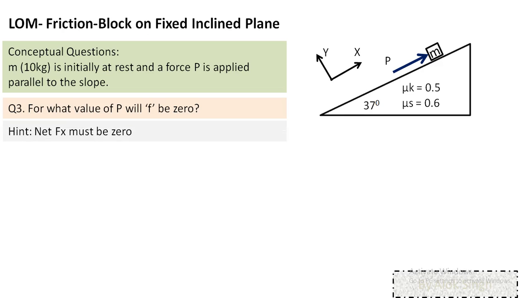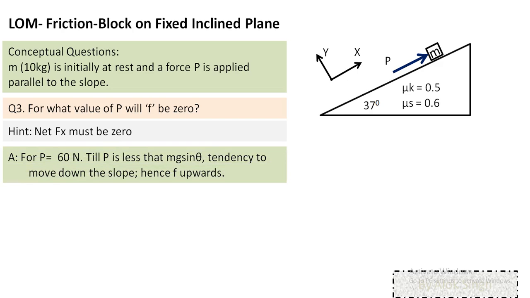Hint, the friction force will be 0 when the driving force also is 0. So, net Fx must be 0. What value of P will make the net driving force along the x direction 0? Answer is of course 60 Newton. The net driving force will become 0 when P is equal and opposite to mg sin theta.